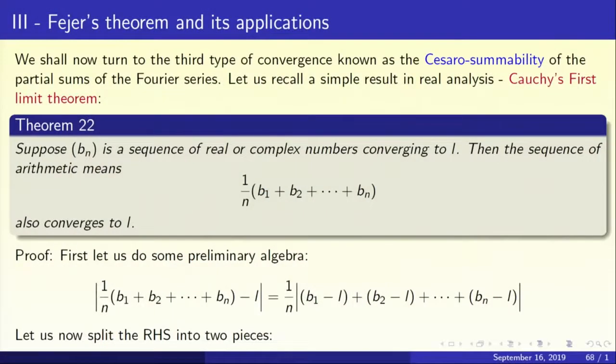Suppose Bn is a sequence of real or complex numbers converging to L, then the sequence of arithmetic means 1 upon n times b1 plus b2 plus etc. plus bn converges to L again. Intuitively this is very clear.